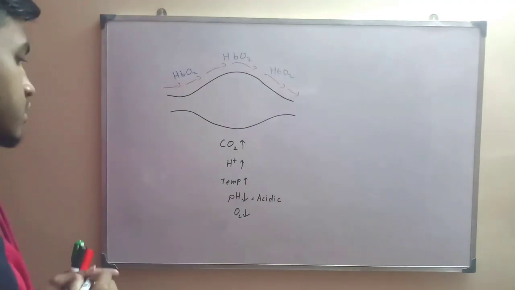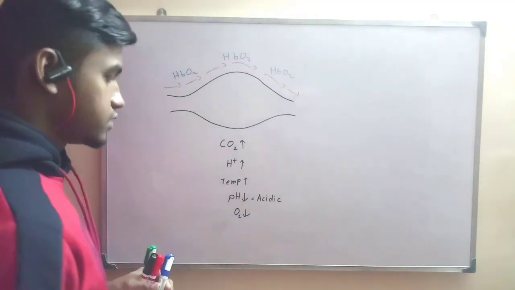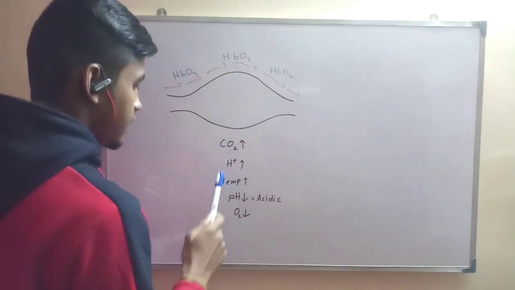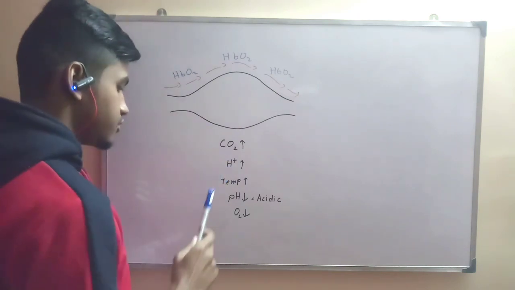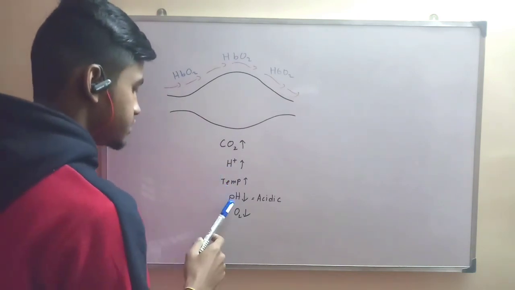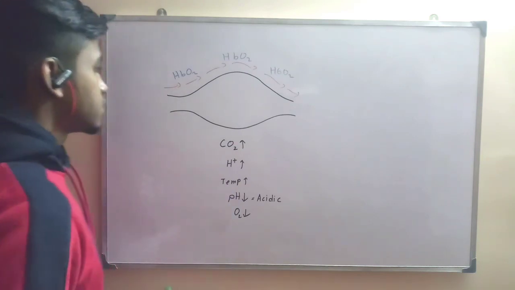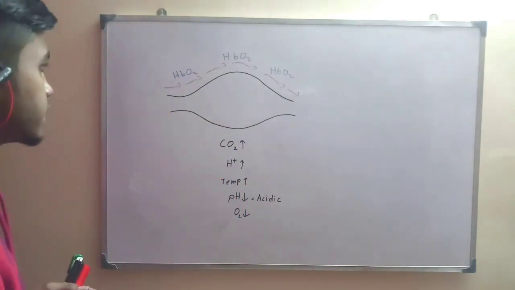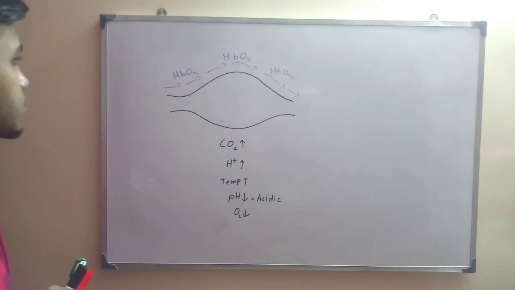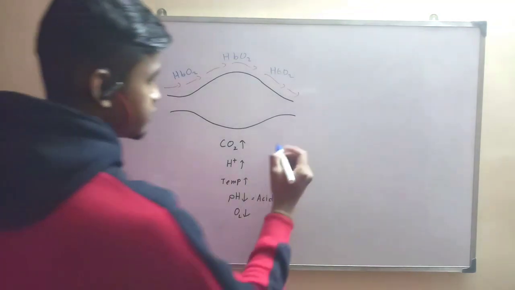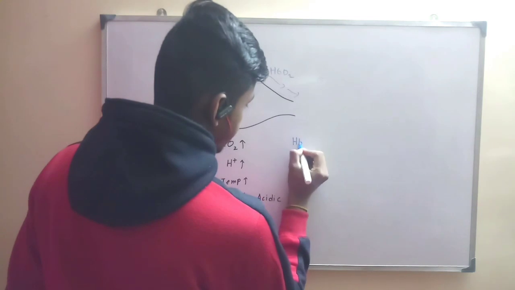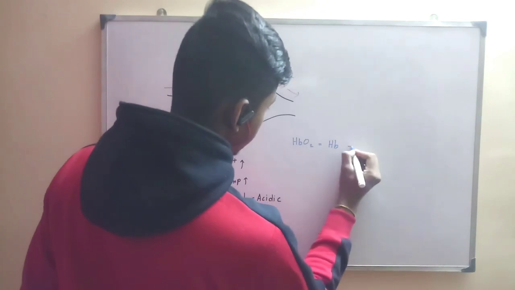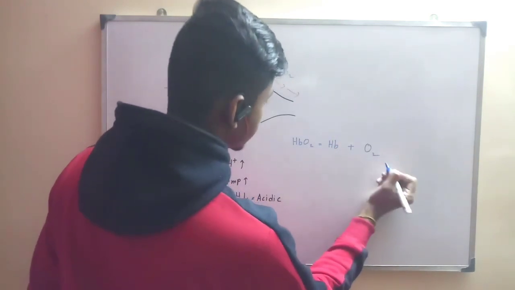Now what will happen? We know that in the Bohr effect, we read that high level of CO2, high hydrogen ion concentration, high temperature, low pH, and low oxygen, due to these factors, the hemoglobin will not be able to hold the oxygen, and eventually it will liberate the oxygen. So basically, HbO2 will dissociate into hemoglobin and liberate the oxygen.